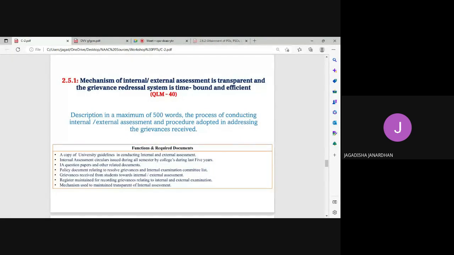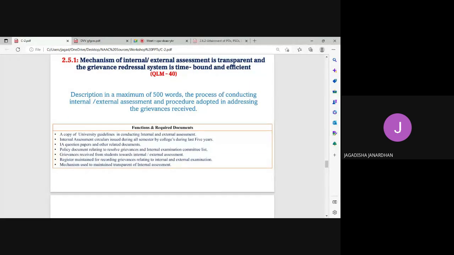Here the question is awarded with 40 weightage. If they give 3, you will get a 120 score. If they give only 1, you will lose 120 weightage. You will get only 40 marks. Hence, it is most important.